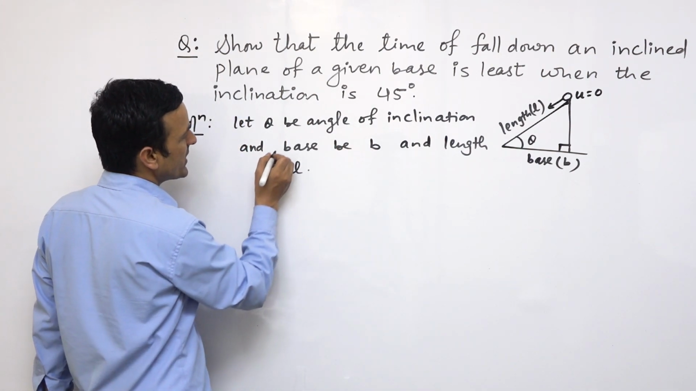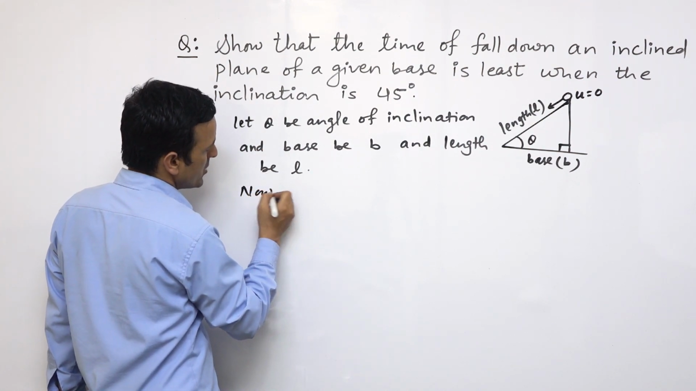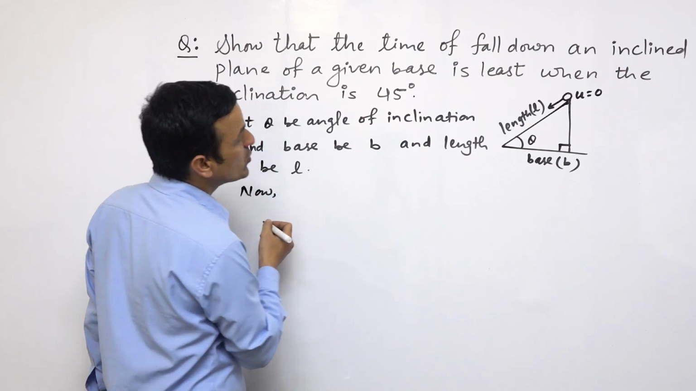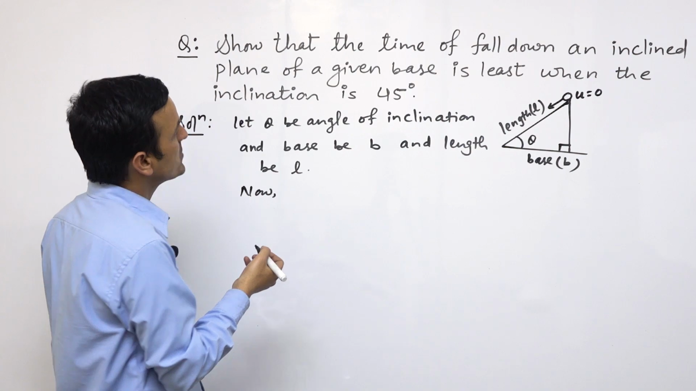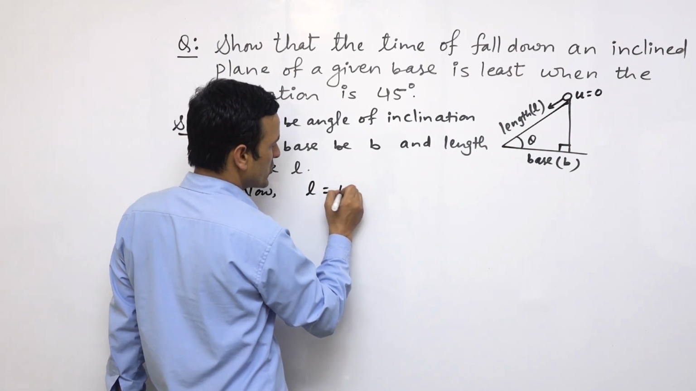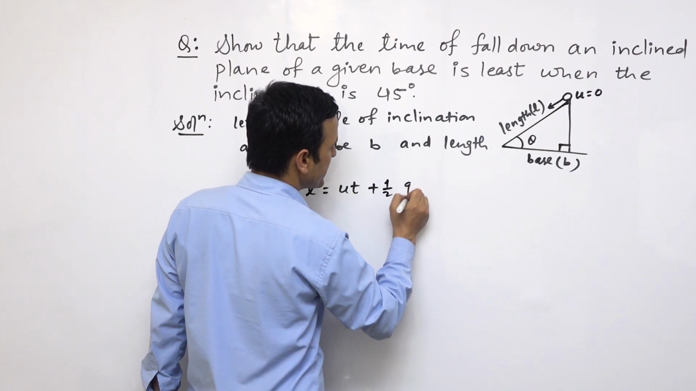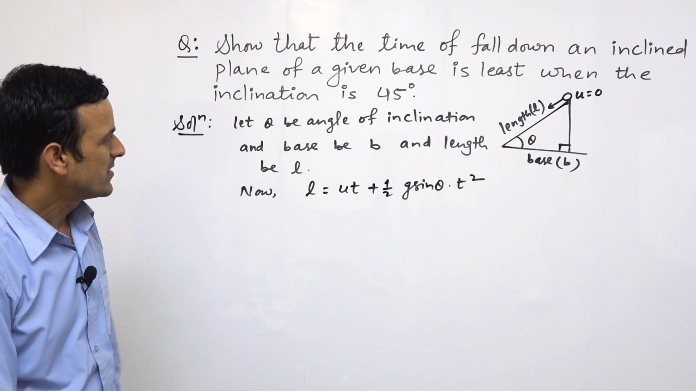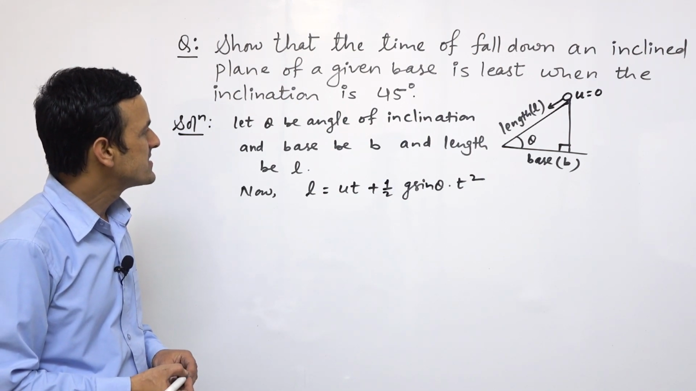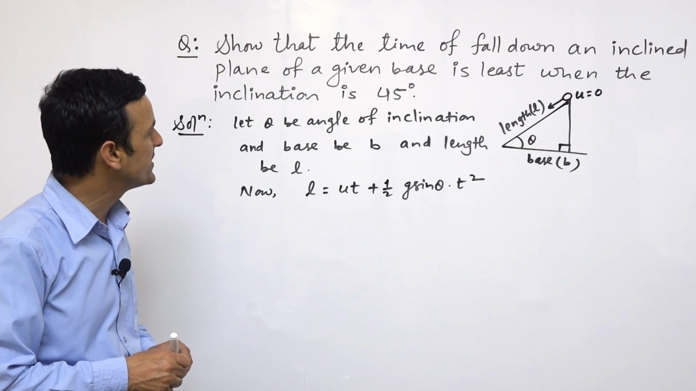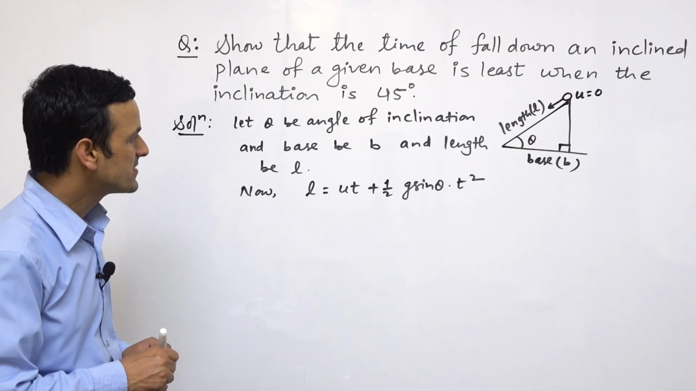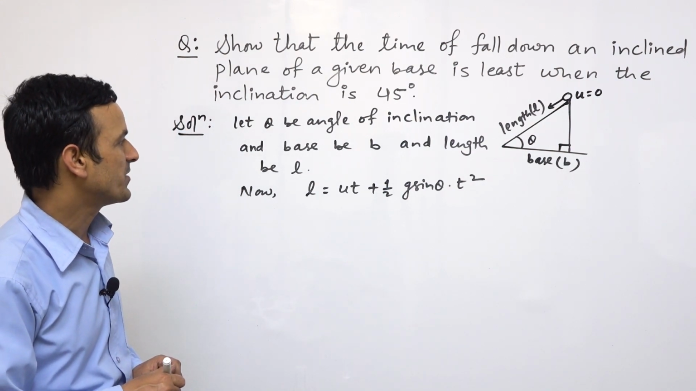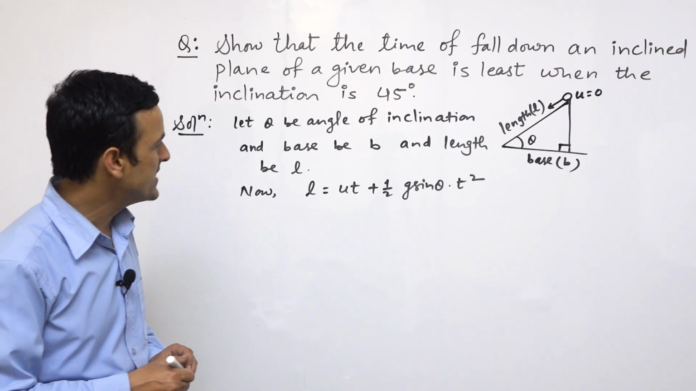So in this case we can write down, now we can use L is equal to ut plus half g sin theta into t square. So if you find out the value of cos theta or sin theta from here, then we get the value of something. Base and L, so we can find out the value of cos theta over here. So find out the cos theta from here.